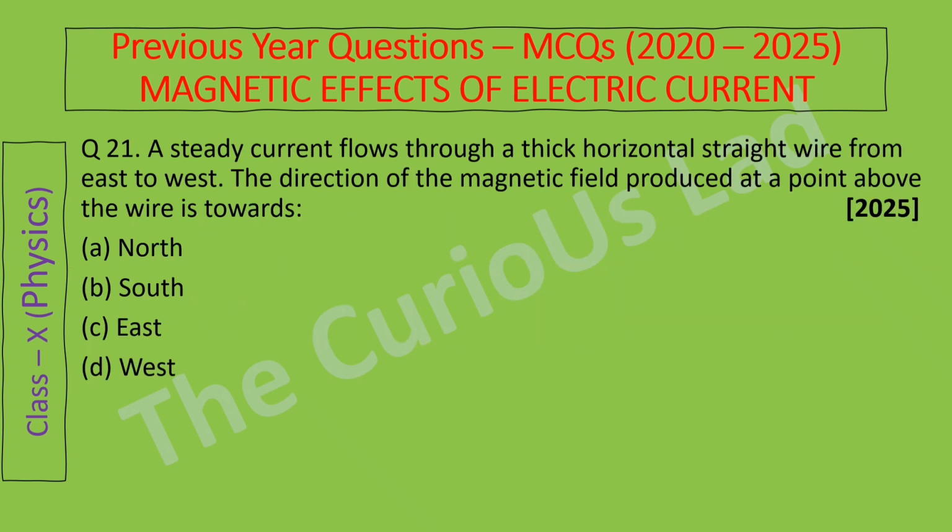Next, question number 21. A steady current flows through a thick horizontal straight wire from east to west. The direction of magnetic field produced at a point above the wire is towards: option A, north; option B, south; option C, east; or option D, west. And the correct answer is option A, north.